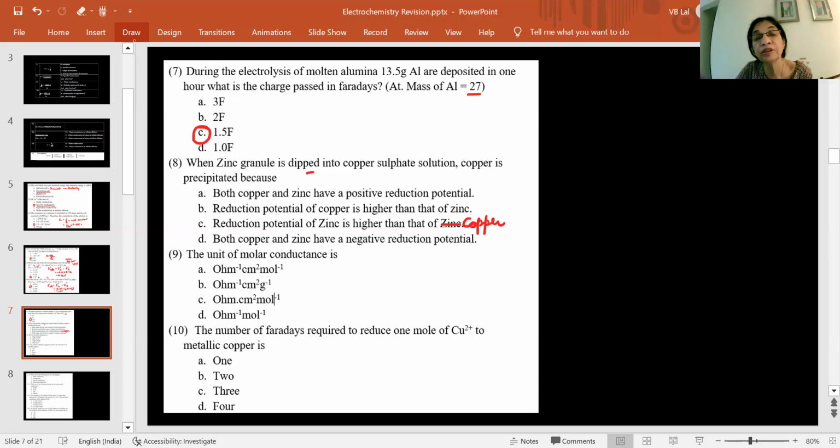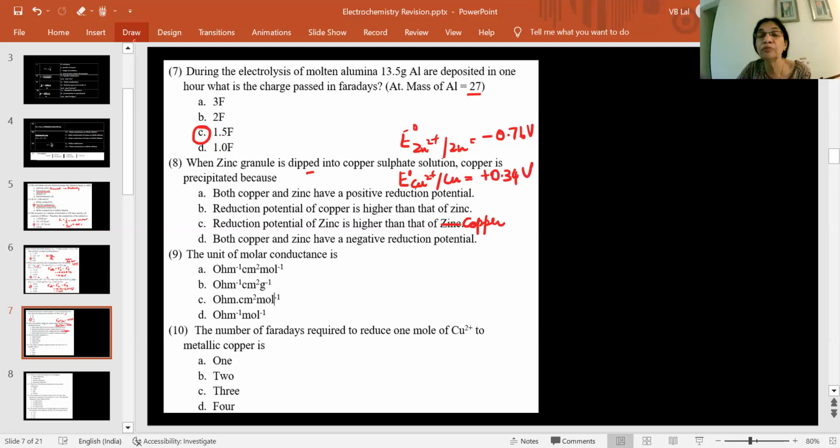Reduction potential of zinc is higher. Actually, I will write the reduction potential of both. For zinc, E0 Zn2+/Zn, right? It is minus 0.76 volts. And for copper, E0 Cu2+/Cu, reduction potential is equal to plus 0.34 volts.